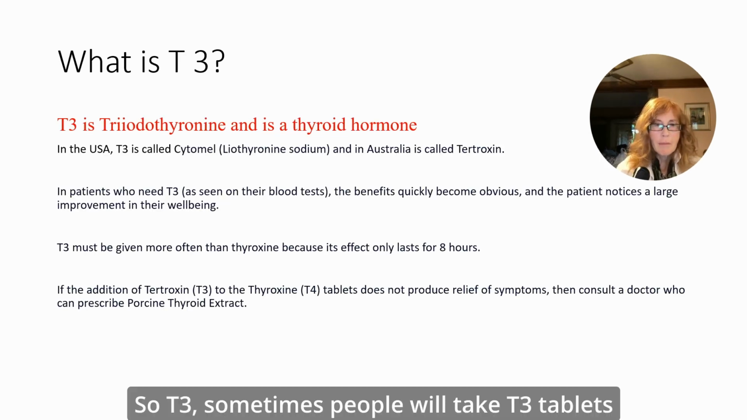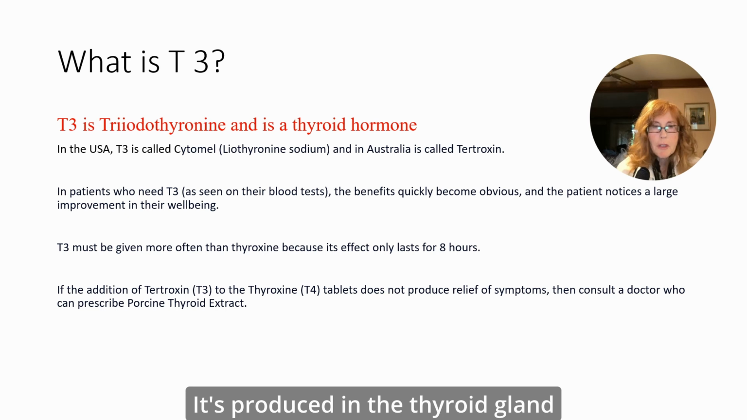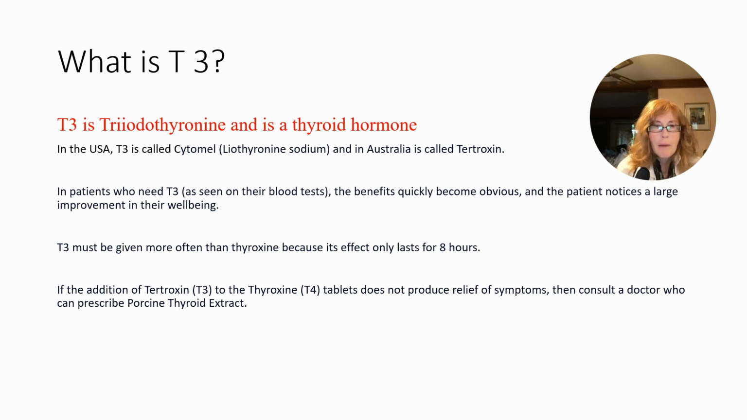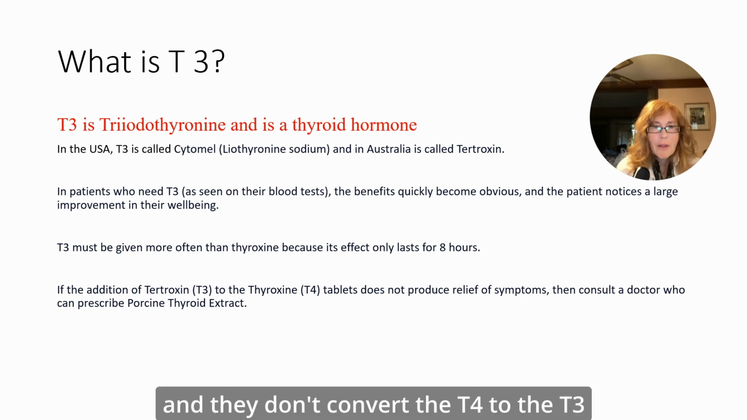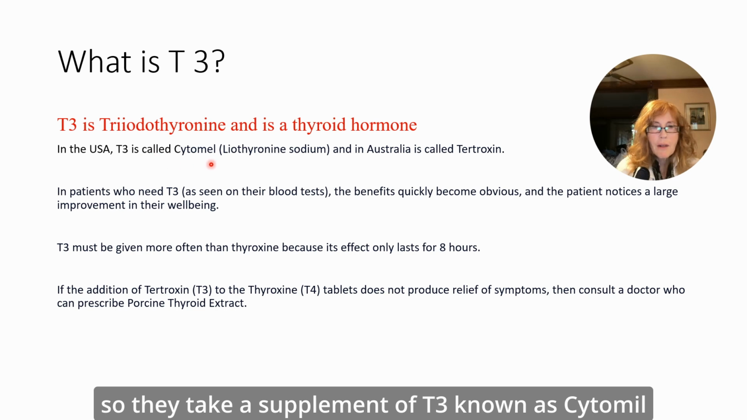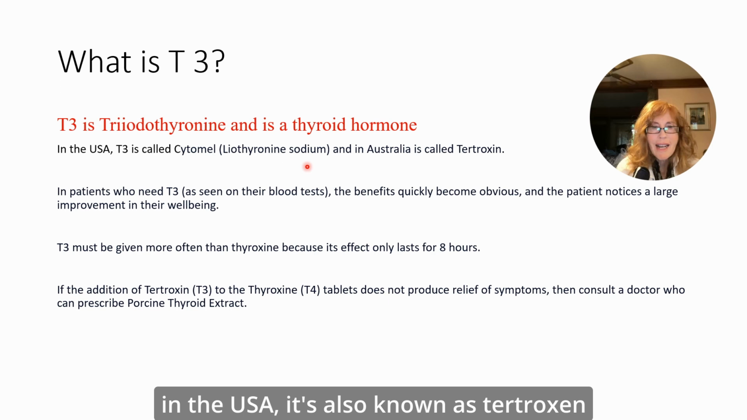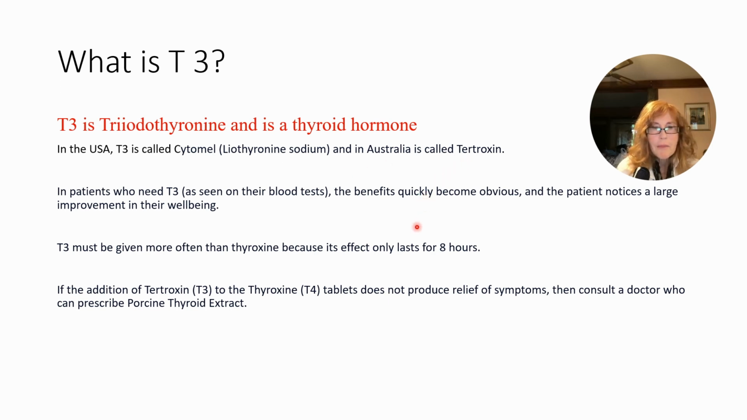So T3, sometimes people will take T3 tablets as well as T4, and T3 is known as triiodothyronine. It's produced in the thyroid gland, but some people don't produce enough, and they don't convert the T4 to the T3. So they take a supplement of T3 known as Cytomel in the USA. It's also known as Tertroxin in some other countries.